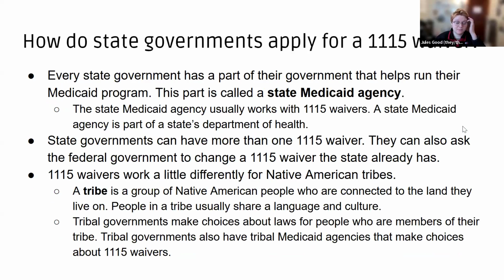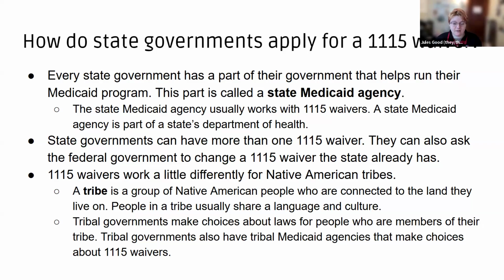So, how do state governments apply for an 1115 waiver? It's important to remember here, oftentimes when we hear the word waiver, we're thinking about HCBS waivers, right? 1915 waivers. Those are waivers that individual people apply for to get supports and services. 1115 waivers are not applied for by individual people. Individual people do not apply for 1115 waivers. Only state governments apply for 1115 waivers because they impact the Medicaid program for that whole state.